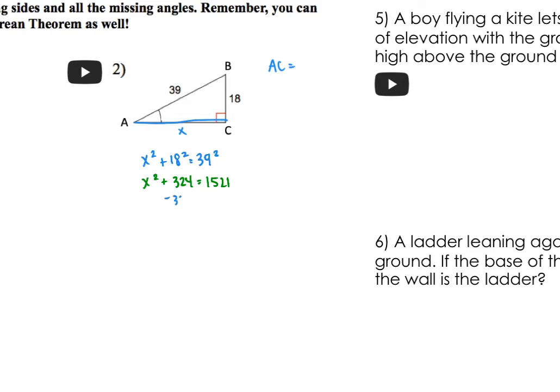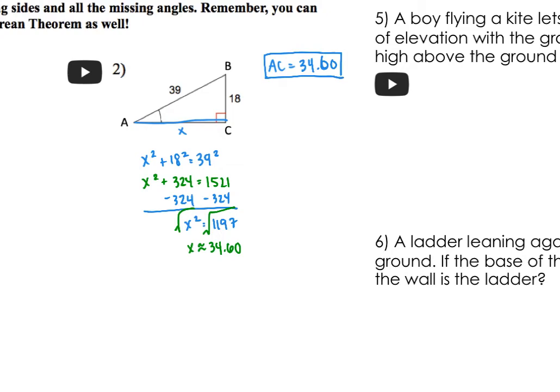And then subtract 324. And then we're going to take the square root. We get 34.60. So AC is about 34.60.